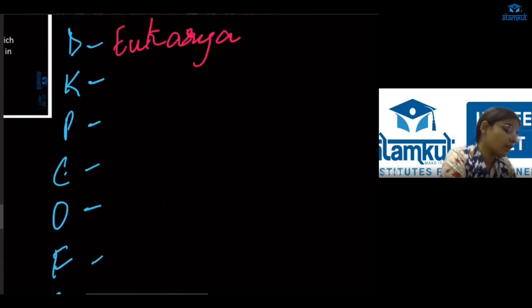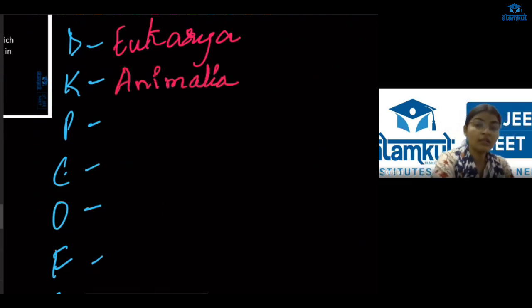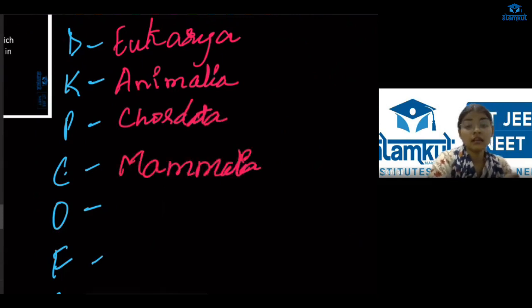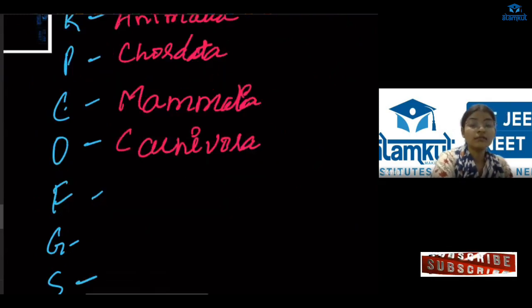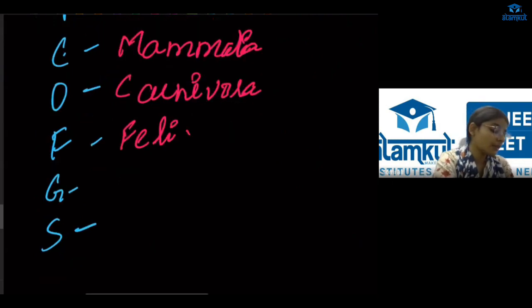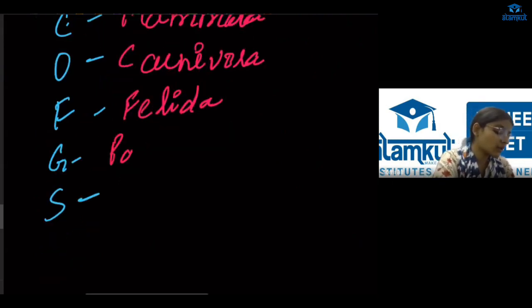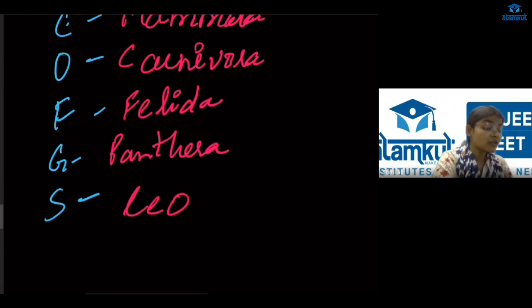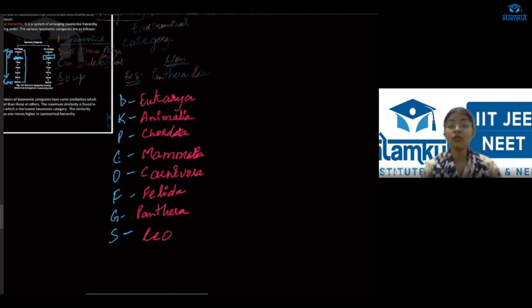So kingdom, of course, will be Animalia. Then what will be the phylum? Phylum will be Chordata. Then class will be Mammalia. Then order will be Carnivora because they are carnivores. Then family will be Felidae, and of course genus and species I've already written. Genus is Panthera, and then species is leo. So this is how you can classify any organism on Earth based on this taxonomical hierarchy, going from the highest category and coming to the lowest category.